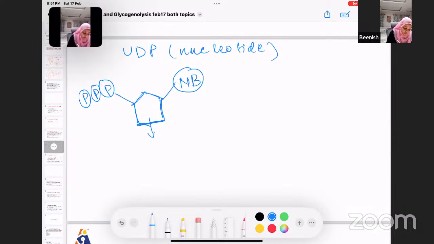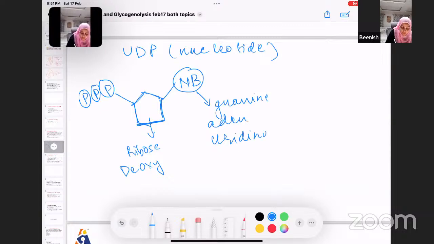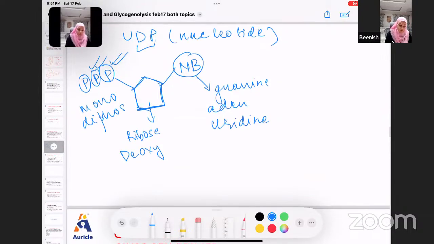Now, this pentose sugar can be ribose sugar or it can be deoxyribose. This nitrogenous base can be guanine, it can be adenine, any base. It can be your uridine. The phosphate can be monophosphate, only one phosphate, or it can be diphosphate, two phosphates, as in this case. So here you have uridine, a sugar, and two phosphates. So this is your uridine diphosphate. Okay, this is a nucleotide.